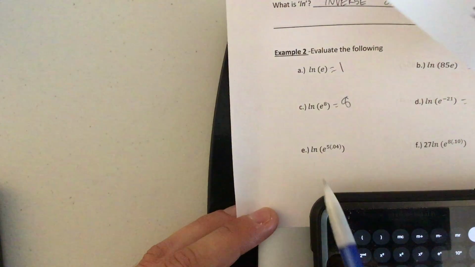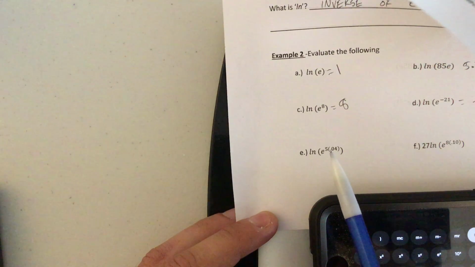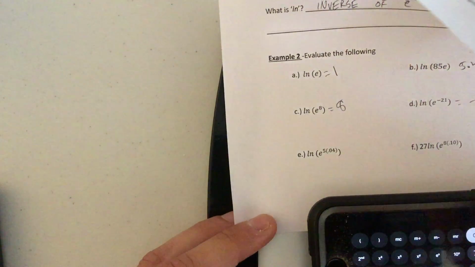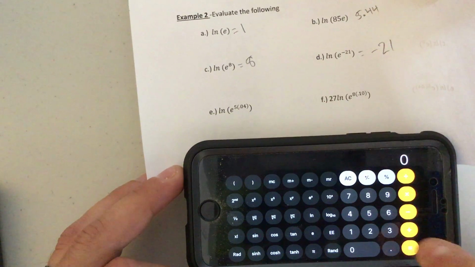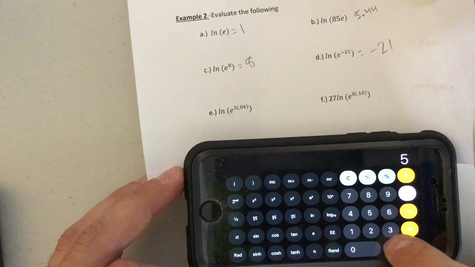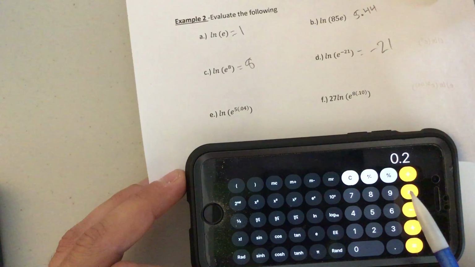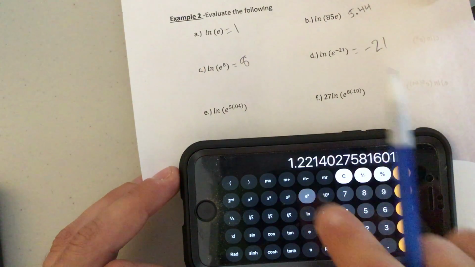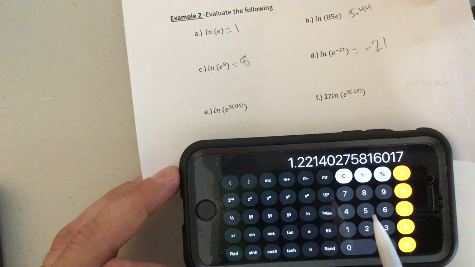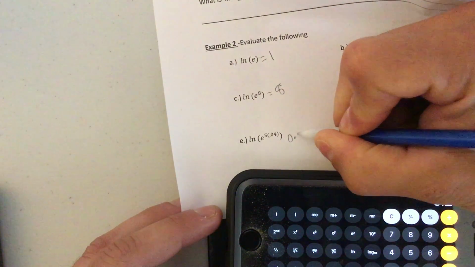Last but not least, once again, when you have powers being multiplied, I would multiply that ahead of time. So I'm going to clear all that out. 5 times 0.04 is 0.2, that's going to be our power. So e to the x of 0.2 is 1.22 blah blah blah. Take the natural log of that. 0.2, exactly what we expected.